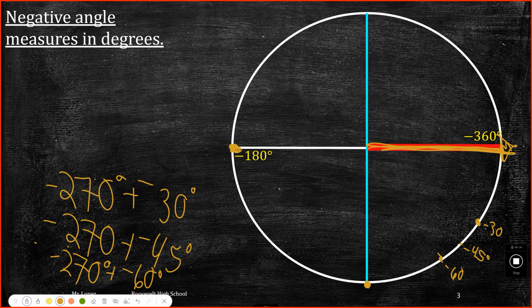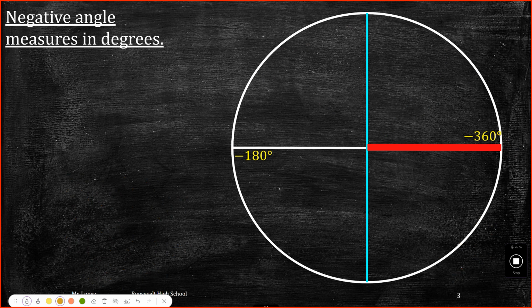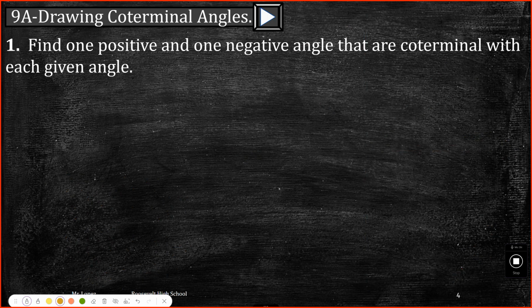It doesn't stop. We're just doing one revolution. You can all continue on: negative 390, negative 405. You can continue forever, but we're just doing one. Okay, good. Let's go to drawing coterminal angles.